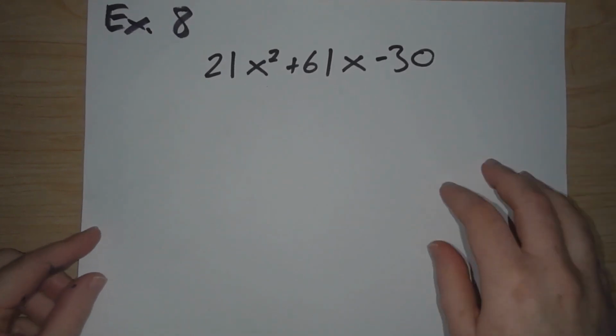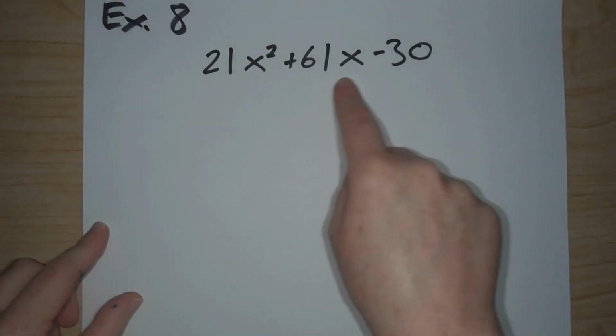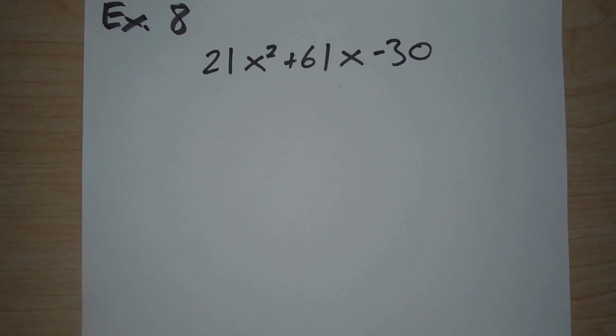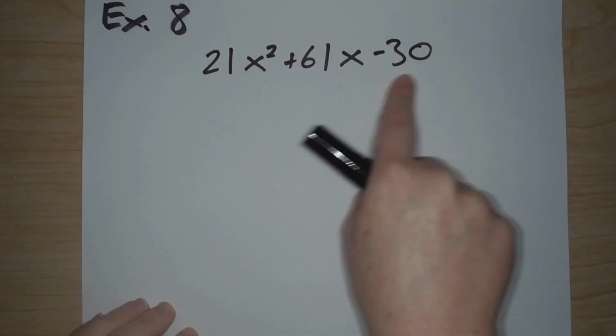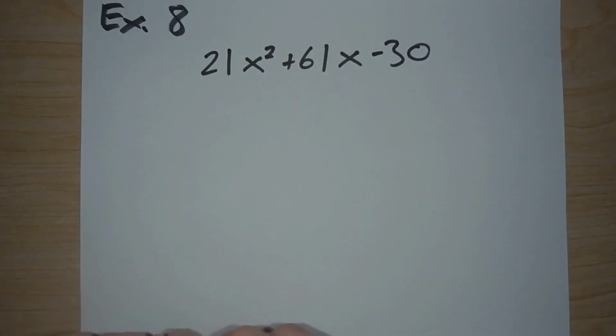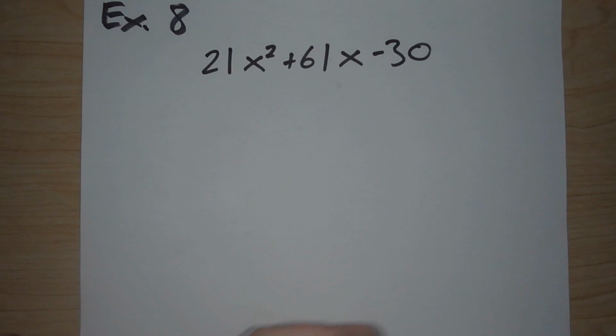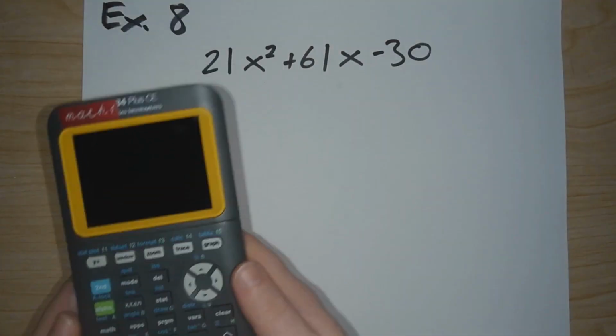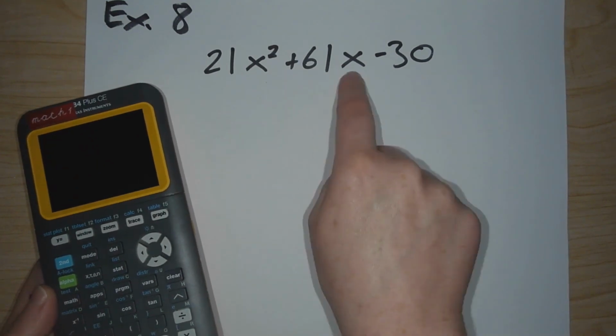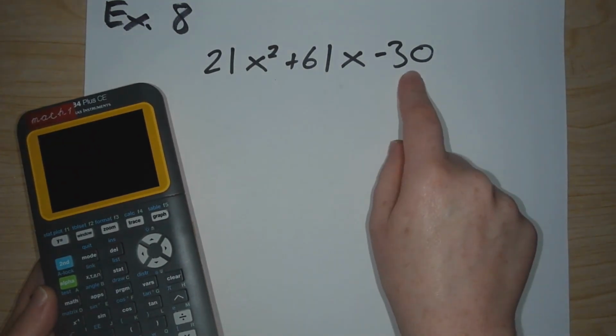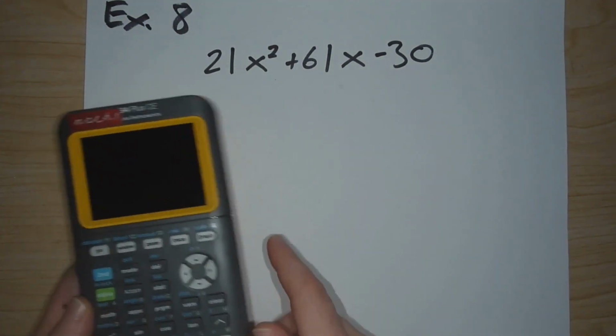Now if we look at this polynomial, there is no greatest common factor, GCF, and honestly there's no way I can really figure out how to break this b down in a way that I can factor it by grouping. So we're going to use our handy dandy calculator to break down this b so that we can factor it by grouping just like we did in example 7.